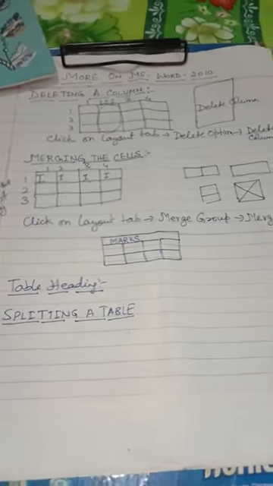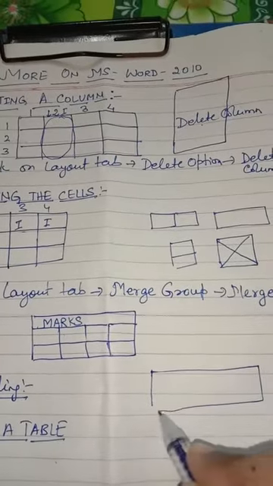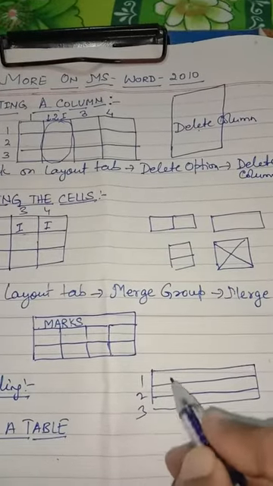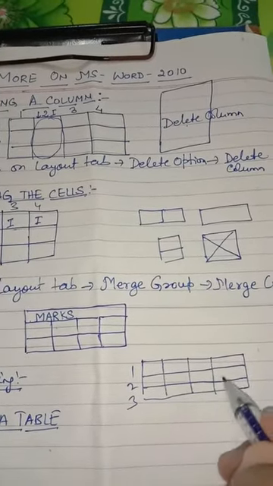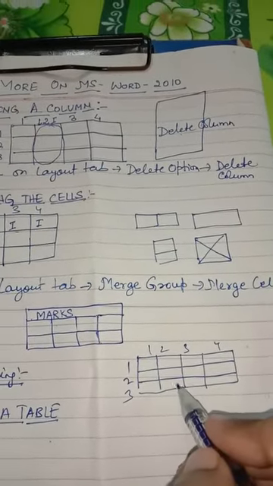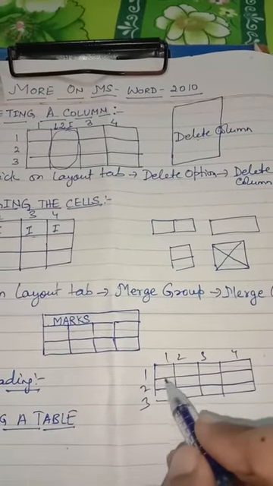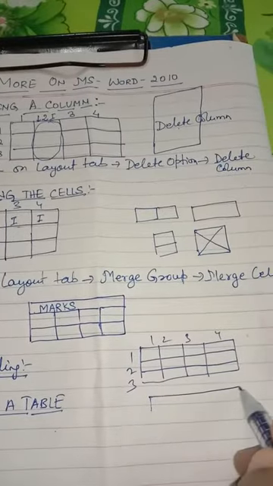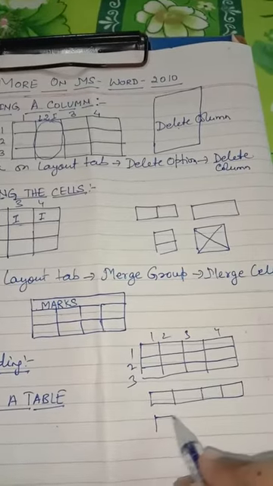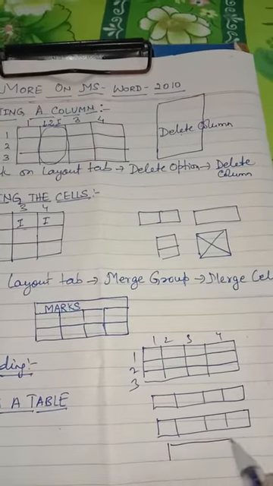Splitting a table means, suppose I have created a table over here. This is the first row, the second row and the third row, and this is the first column, second column, third column and fourth column. Now I want to split this single table into say 2 parts or 3 parts. If I split it into 3 parts, the table will appear like this. This is the first part of the table, this is the second part, and this is the third part of the table.